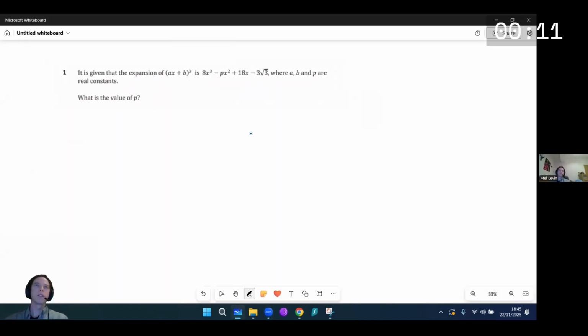Right, so immediately with this 8, which is a cubed, we see that a is going to be plus or minus 2, right? Wait, I'm sorry, not plus or minus 2, this is not a square, just 2. That's nice. And then minus 3 root 3 is b cubed.